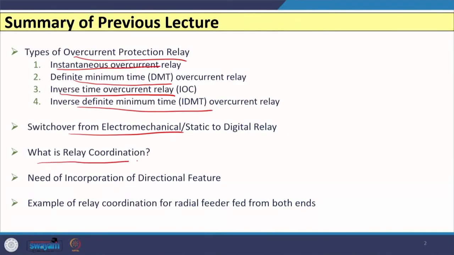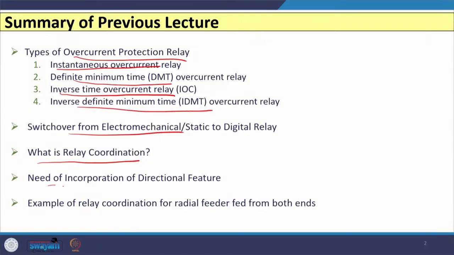Then we have discussed relay coordination. What is relay coordination? Why is it required? We have discussed that relay coordination is important, particularly for an interconnected power system network, where the number of relays is large. In order to achieve the selectivity and discrimination criteria of power system protection, we have to go for relay coordination. Relay coordination is basically the coordination among several relays available in a particular network, so that for a specific fault in a particular zone, only those relays operate, and the rest of the relays provide backup protection.